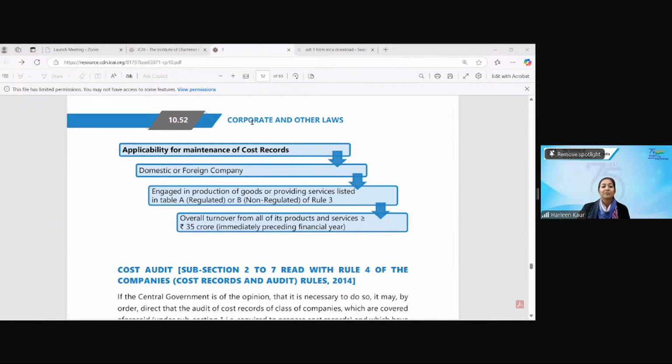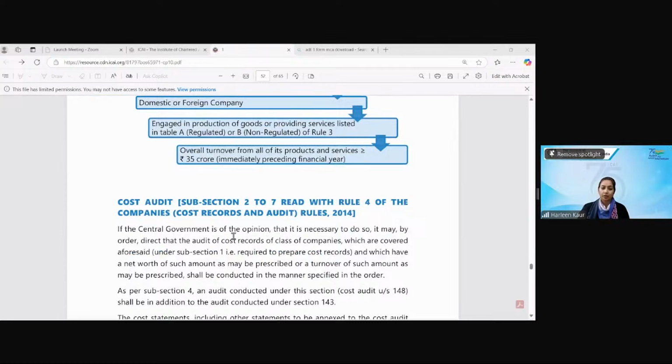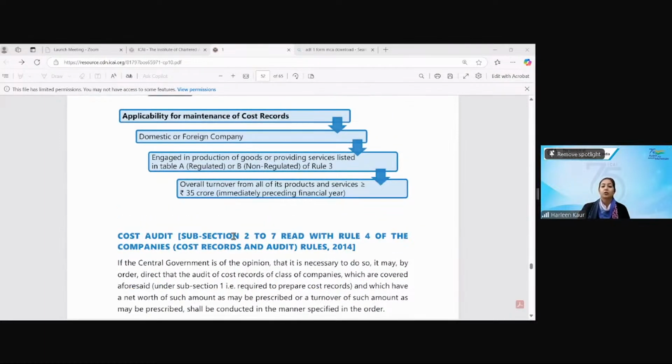Okay, good. So applicability for maintenance of cost record. First of all, section 148 says that cost audit has to be done. Like a chartered accountant, under the ICAI, you get this degree of chartered accountancy. Similarly, the cost auditor has to be a qualified cost auditor who has been given the degree under ICAI. So cost auditor has to be maintenance of cost record.